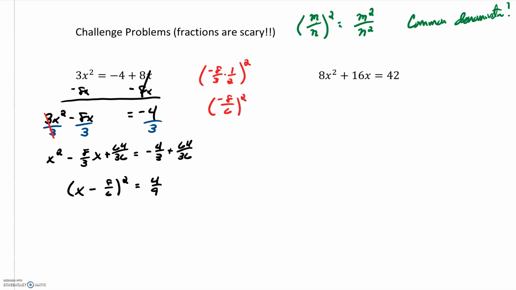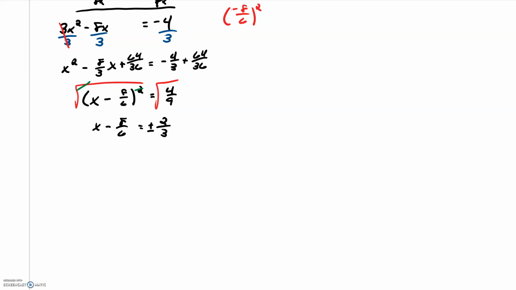That's not so bad. Now we take the square root of both sides, because this square root cancels the squared. X minus 8/6 is equal to, remember when I take the square root of a fraction, just take the square root of the top and the square root of the bottom. There we have it. I know I'm going to have to turn this into sixths. 8/6 actually simplifies to 4/3, and that's going to be equal to both positive and negative 2/3.